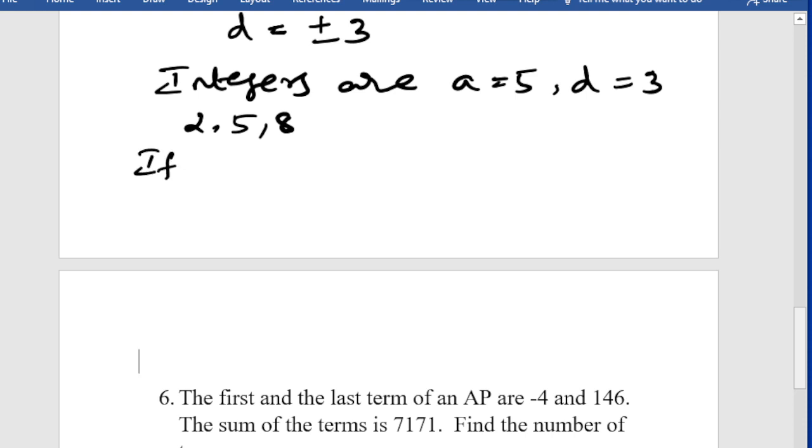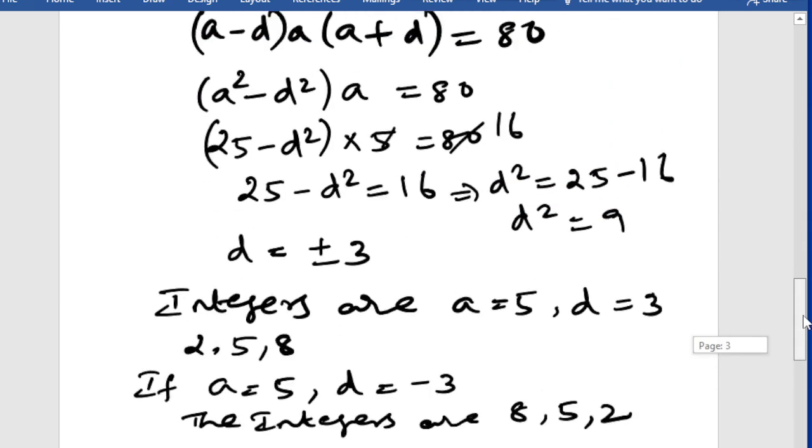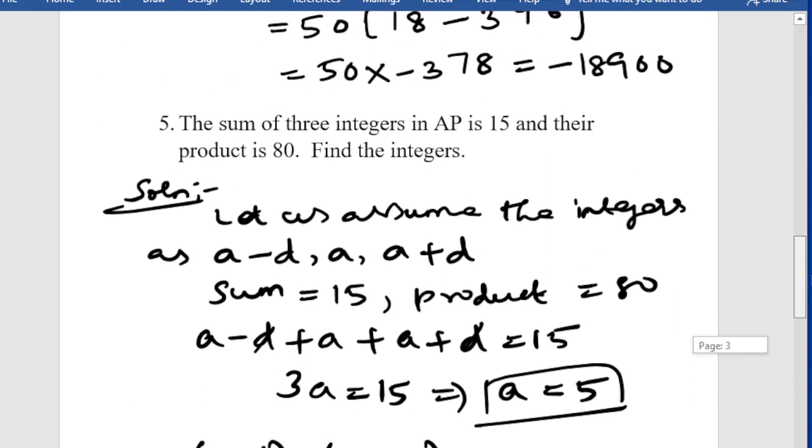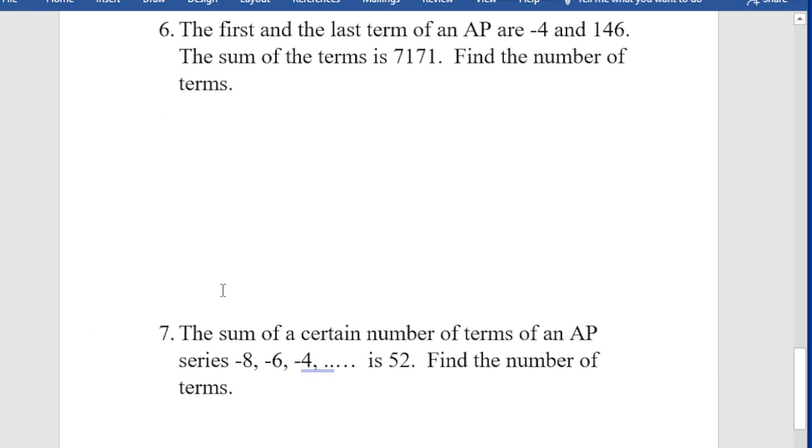If we assume a as 5 and d as minus 3, we get the integers in the reverse order. So the integers in this case are just in the reverse order, 8, 5, 2. Both are same. The sequence is same, but it is in the reverse order. So we got the integers for the given question, the 3 integers. Now let's move to the next one.